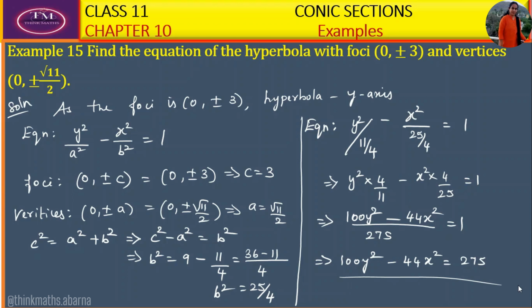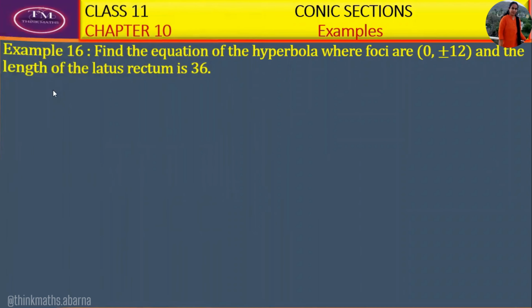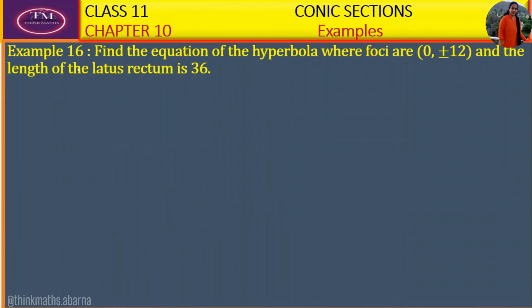Clear? Understood? So shall we move on to the last problem of this examples? Example 16. Find the equation of the hyperbola whose foci are 0, plus or minus 12 and the length of the latus rectum is 36. Okay. So now here also the focus is in y-axis. So hyperbola is in y-axis.